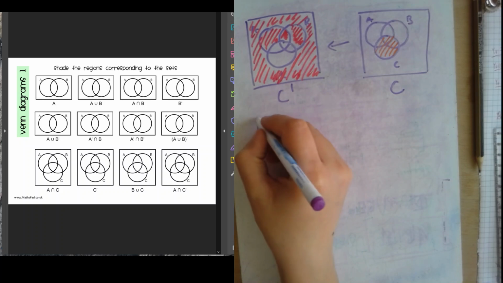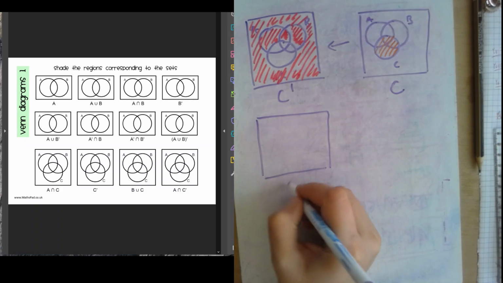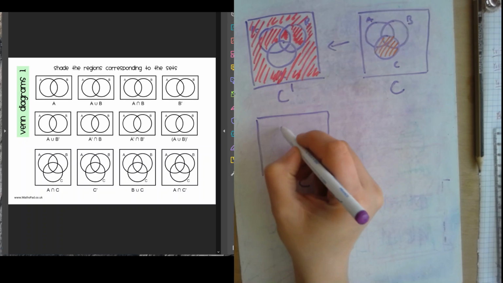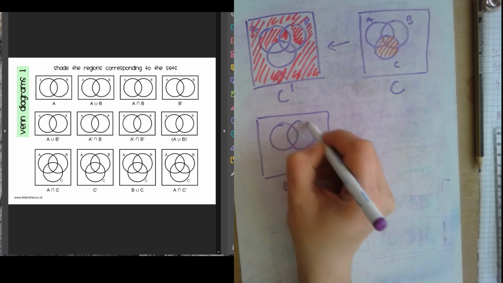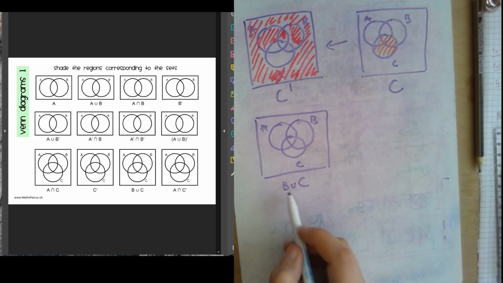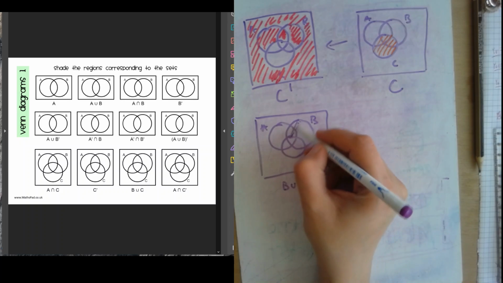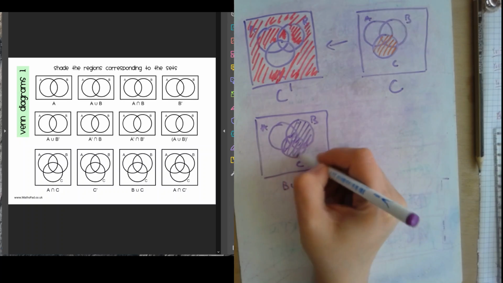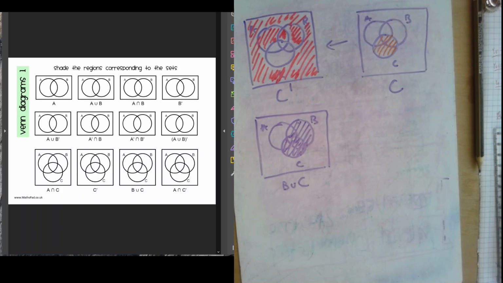Okay, next one, B or C. Oh, this is super easy. Love the unions. Unions are like the easiest things to do. So you've got A, B, and C, and it's saying B or C. Okay, B's this one. C's this one. Job's done.